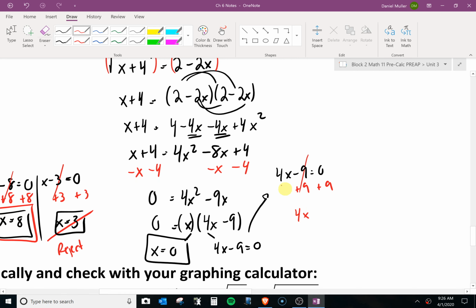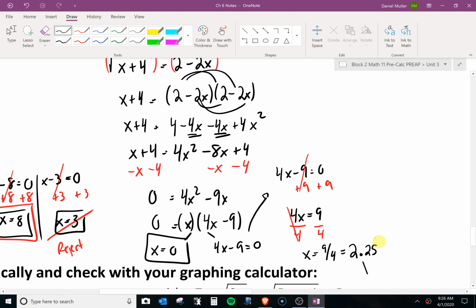So 4x equals 9. And then we can divide by 4. So x equals 9 over 4. Or 4 can fit into there twice, leaving 1 out of 4, so a 1/4, so 2.25. So 9 over 4 or 2.25.